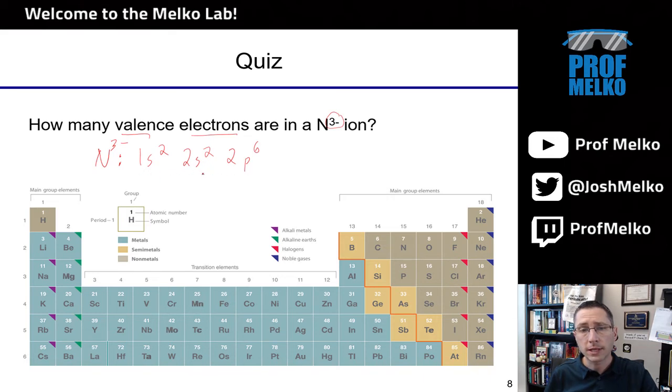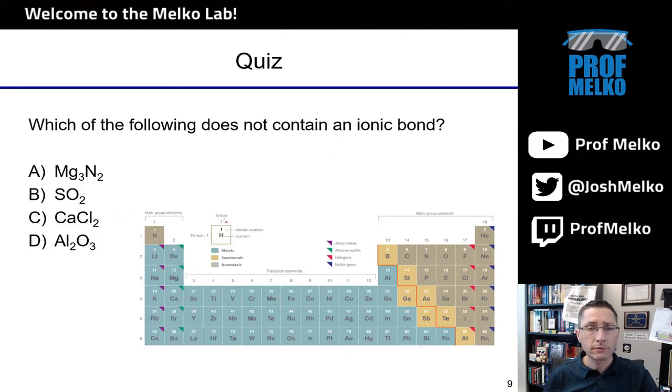So what are the outermost s and p? So 2s and 2p, s has 2, p has 6, so 2 plus 6 is 8. So this N3- ion, 1, 2, 3, has filled up its octet. It has 8 valence electrons. Let's try another problem. Which of the following does not contain an ionic bond? Again, pause the video here, take 30 seconds or so, and try to answer this one on your own.